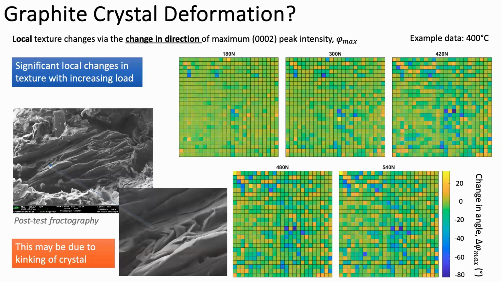What's more interesting is when we look at local changes, because actually there are some quite consistent, significant changes in crystal orientation as we apply strain. When we look at the fractography, we see evidence of kinking of the graphite. So we're seeing evidence as we apply more and more strain to the sample that certain regions are changing their orientation very significantly by this kinking behavior, which we've seen before.